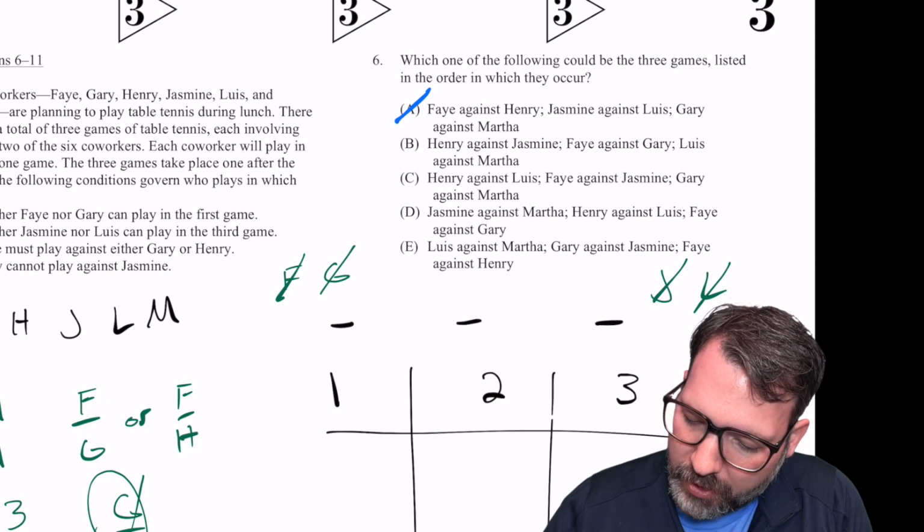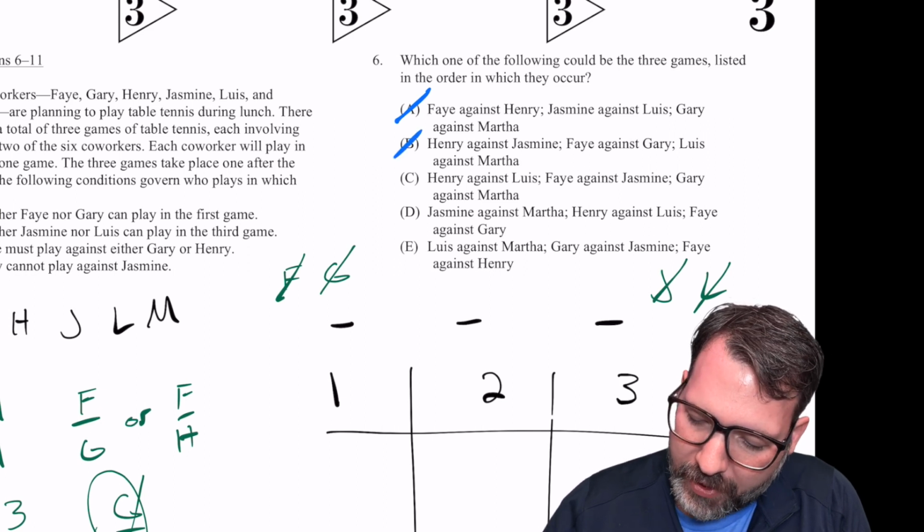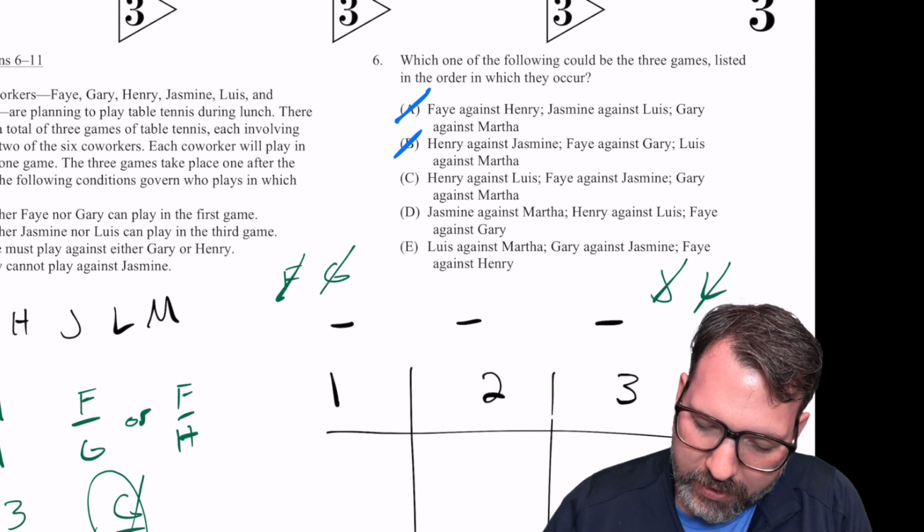Neither J nor L can play in the third game. L is playing third in B, so that's a problem. J and L, J and L. I don't see another problem there.